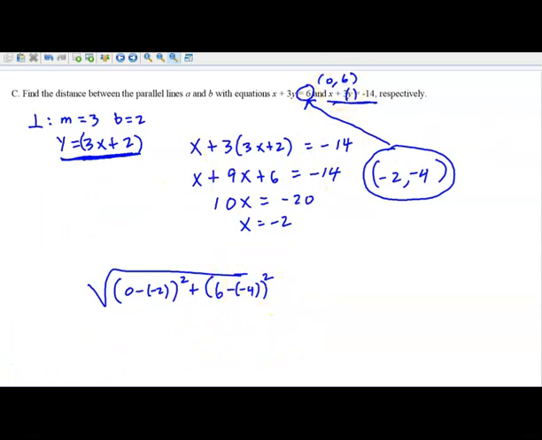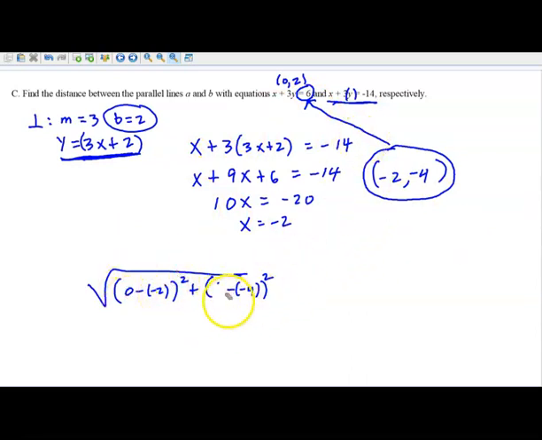Realized I made a big error. I'm thinking that was in slope-intercept form, and it's not. That's not the y-intercept. Sorry about that. We should be using a y-intercept of 2. We talked about that earlier. Sorry, forgot we were in standard form, so I need to change that.